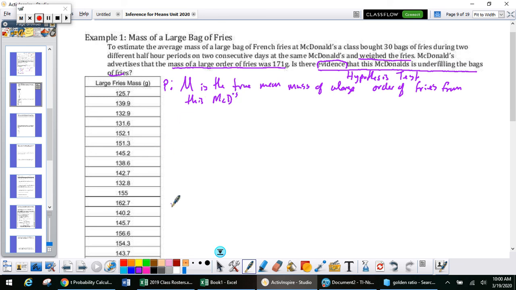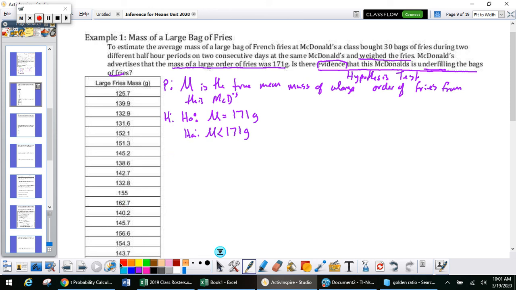So now we're going to come and grab our hypotheses. Okay, so I'm going to have 2 hypotheses here. We're going to have an H0 colon, HA colon. So what did McDonald's claim that it was? McDonald's claimed that it was 171 grams. Okay? We're trying to prove that they're underfilling. So that means that mu would be less than 171 grams. So that's what we want to go ahead and try to prove, that mu is less than 171 grams. Okay, let's keep rolling here.